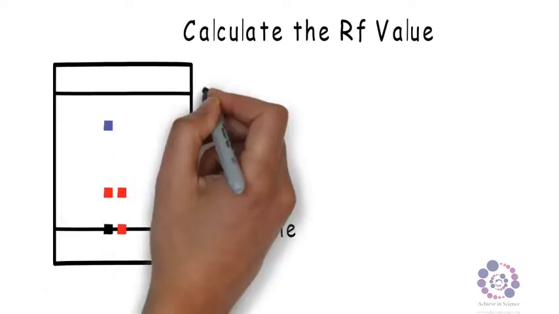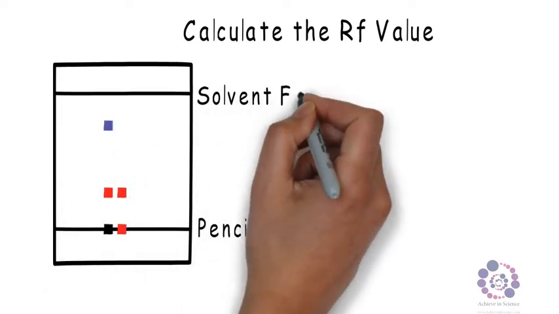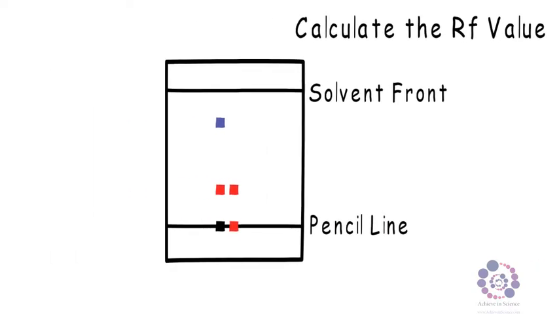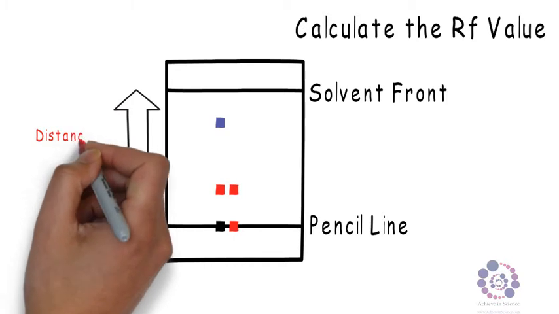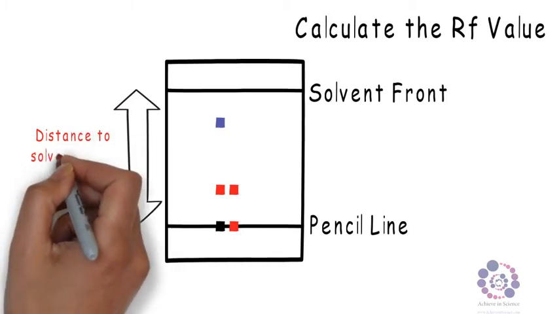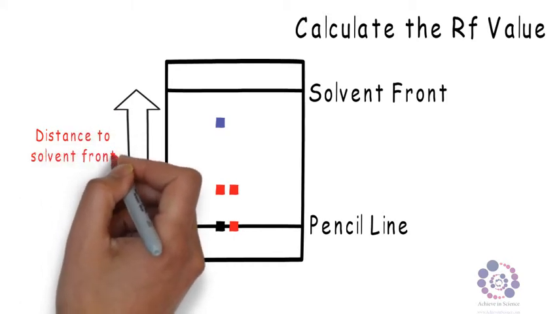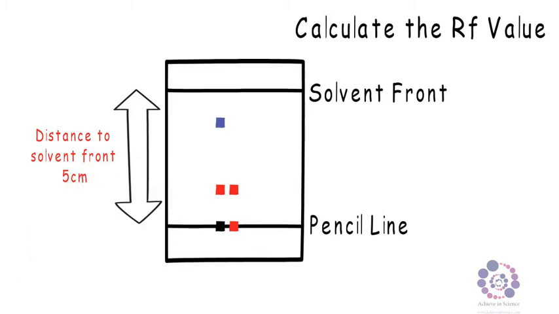The time that you left it for allowed the water to travel up the piece of paper. The maximum distance is called the solvent front, as shown on the diagram. Therefore, we can calculate the distance travelled by the solvent. This is, in this example, 5 centimetres.